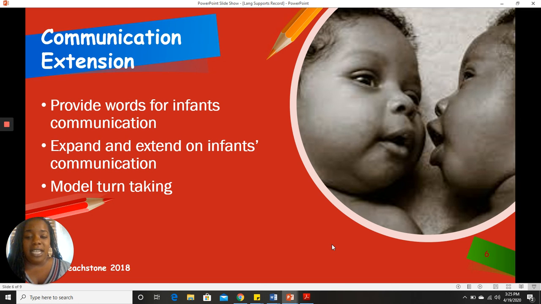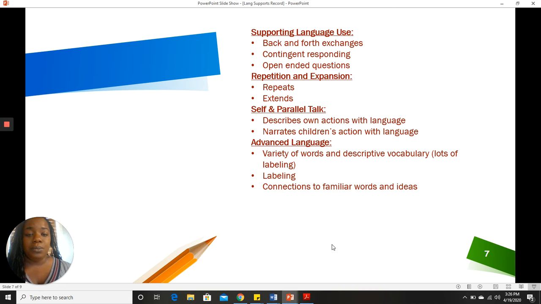When you're expanding on infants' communication, that's kind of similar to imitating their sounds and words. You're providing them with more vocabulary based on what they've said so that they make an association between those words and what they might want or need at that time. Also with communication extension, this is the first time that we start teaching children how to have conversation, and we do that by modeling turn taking. They say something and then you say something back. They say something and you respond. You wait for their response, and so forth. So that's modeling turn taking for them to understand how conversations happen.